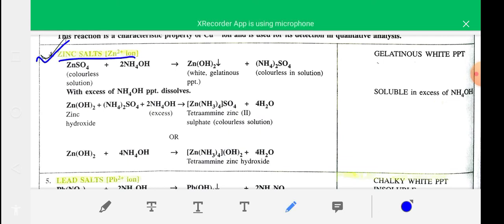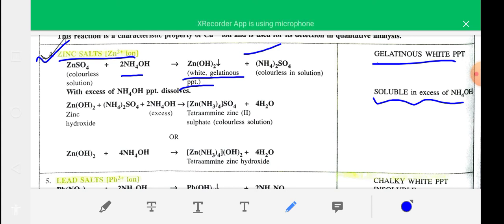When zinc salts are treated with ammonium hydroxide, it forms a white gelatinous precipitate and ammonium sulfate. When ZnSO4 is treated with ammonium hydroxide NH4OH, you will get a gelatinous white precipitate. And this gelatinous white precipitate is soluble in excess ammonium hydroxide.